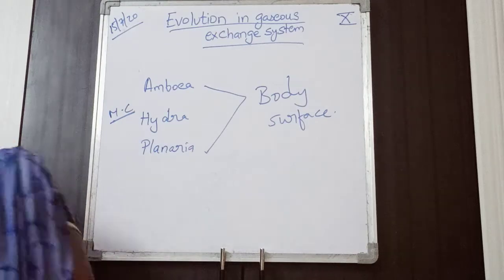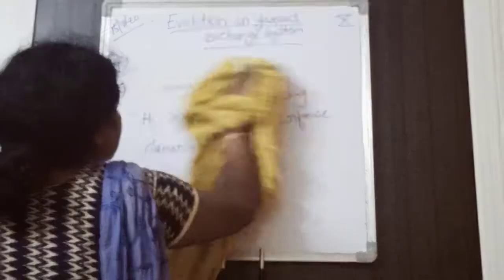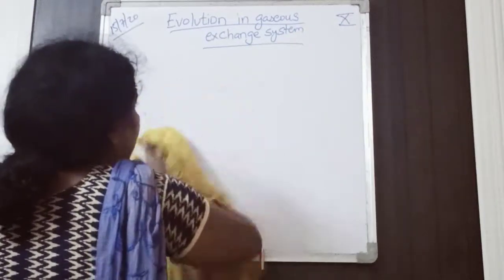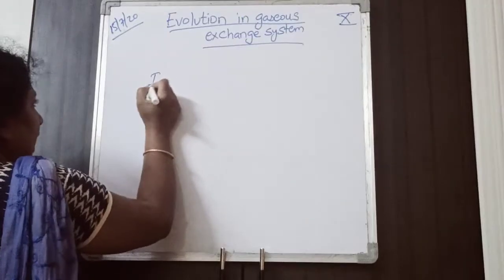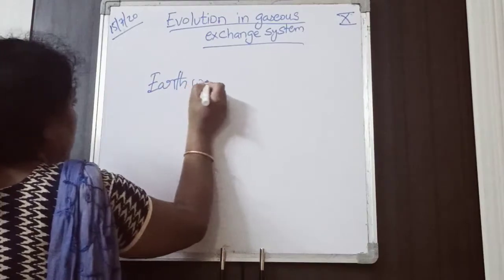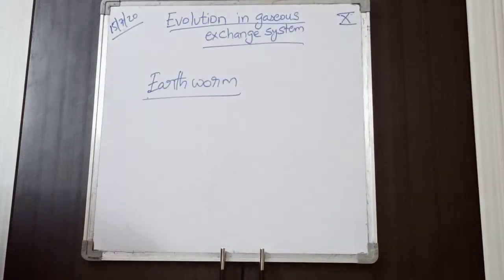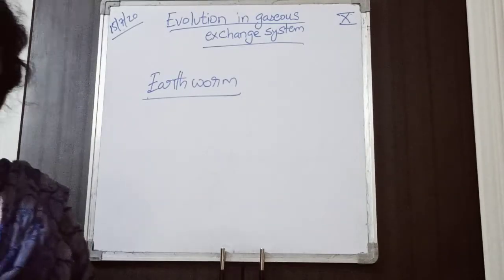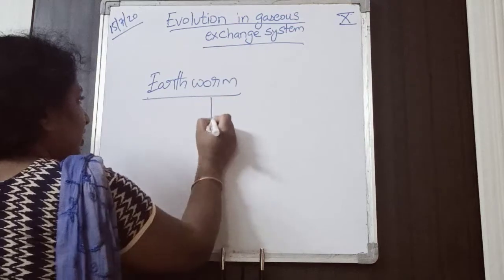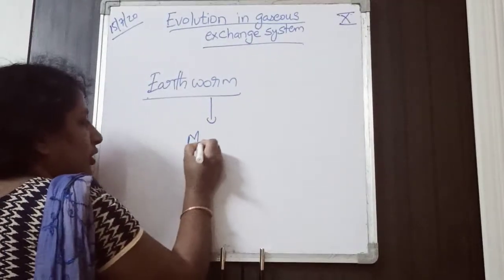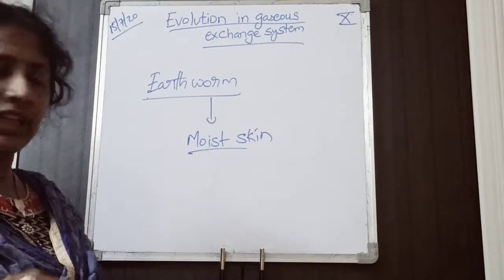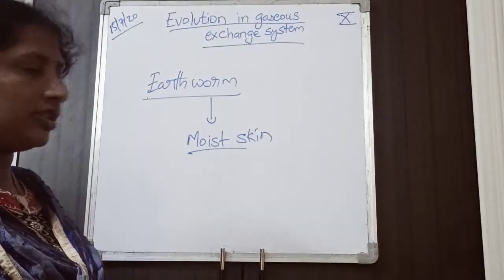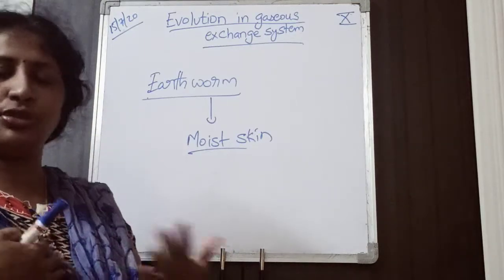Now, if you come to annelids. What are annelids? Segmented worms. Earthworm is an annelid. So in this also, how does respiration take place? Through moist skin, that is, through the body surface only. So in earthworm also respiration takes place through the body surface, that is through moist skin.